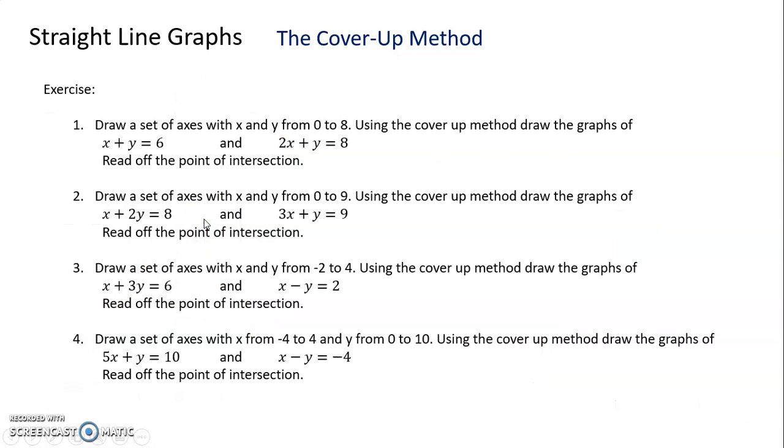Okay, so this exercise you did for me back in the last lockdown, but there's no harm in you doing it again. So what you're being asked to do here is draw out a set of axes and use the cover-up method this time to draw the 2 pairs of graphs. And then you can read off the point of intersection and write that down. And when you're given the answers, you'll be given the points of intersection. So that is how you will know whether you got these correct. So pause the video and answer these questions in your book or on some paper.